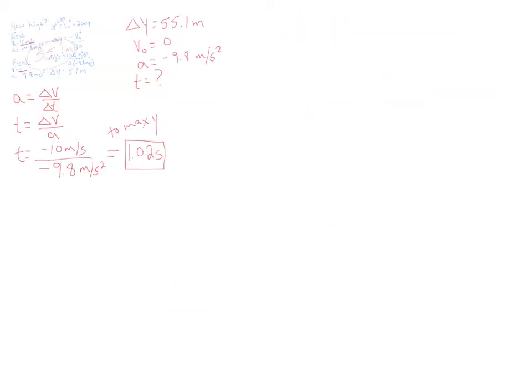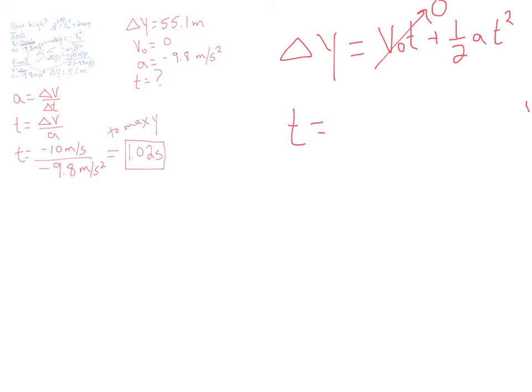That kinematic equation is our displacement is equal to the initial velocity times time plus half the acceleration times time squared. And so we know our initial velocity is 0, so that piece can go away, and we want to solve for time here, and so we get our time is equal to the square root of 2 delta y over a.